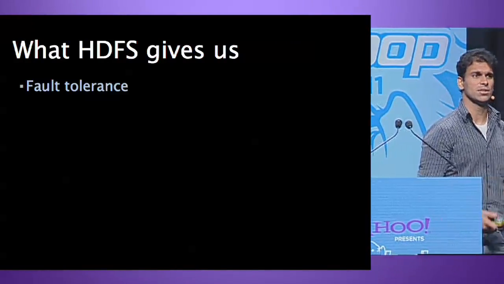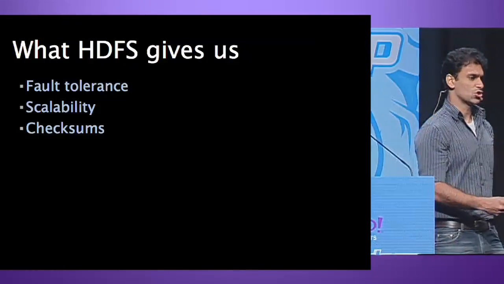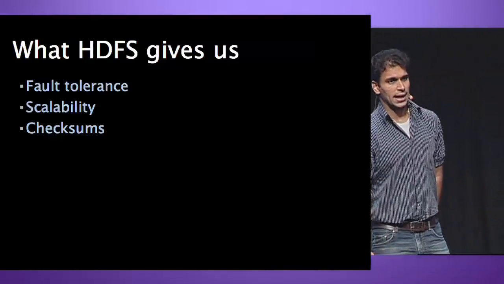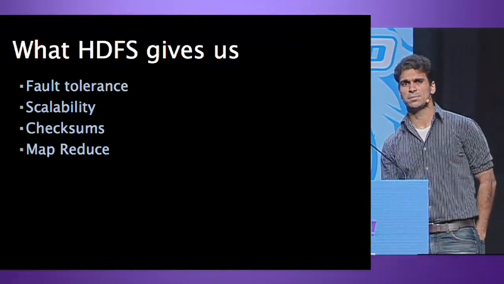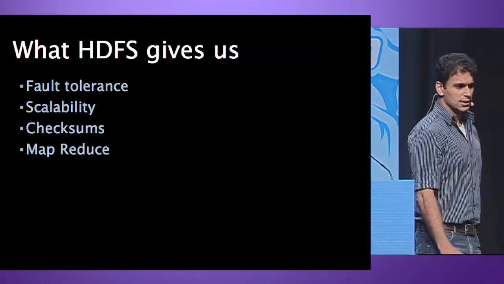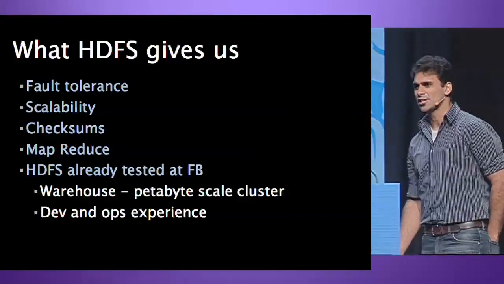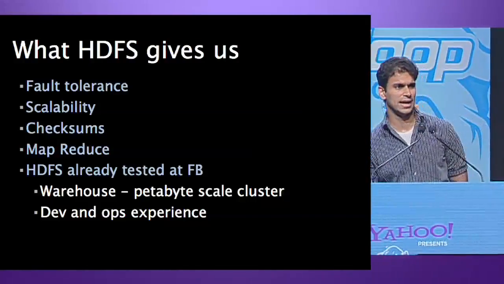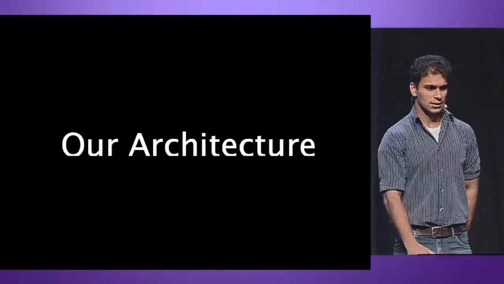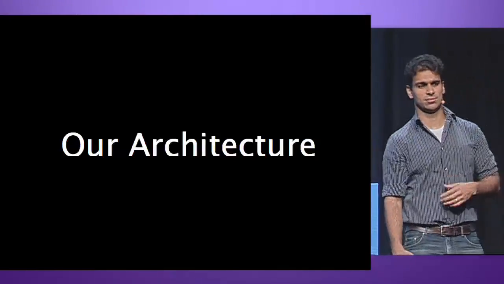So it's pretty scalable. You can throw in a few machines and scale it out. If data becomes corrupt on disk, it has checksums so that it automatically replicates the data and keeps the replicas in sync. And it comes with MapReduce built on top of it, which is really useful for a variety of different applications. And last but not least, HDFS is pretty heavily tested in Facebook. We have a petabyte scale warehouse cluster and a ton of dev and ops experience, so we're pretty comfortable using HDFS as a storage.